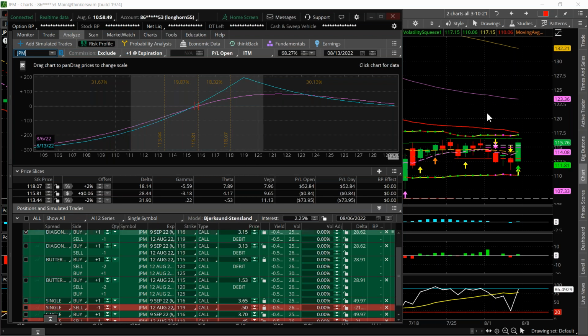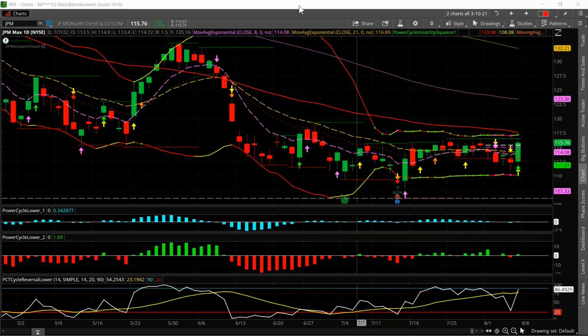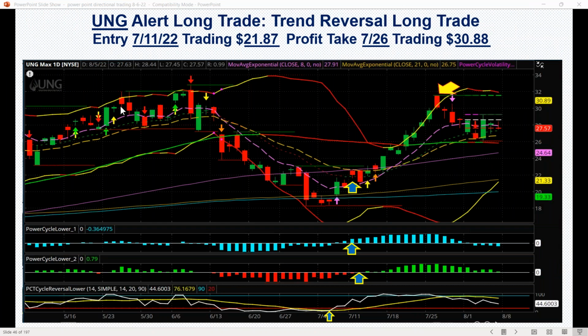Now if we get a move here to our target next week of that 119, if it moves there, this will be up $190. But what we will probably do is, if it breaks to the upside, we'll probably adjust this and roll the trade up and try to trade it higher. So that's an example there.